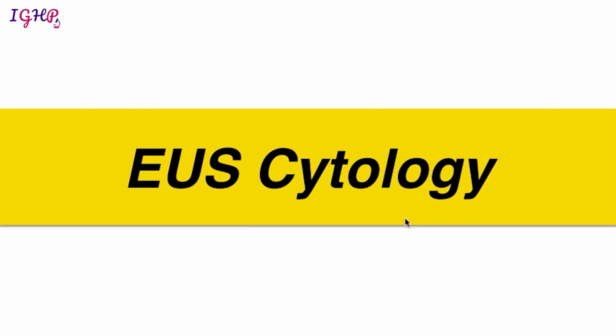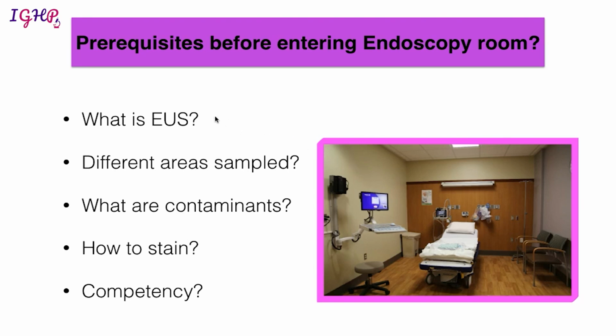Now, EUS cytology is a very important topic in GI pathology because this is a specialized type of FNA that we get in cases especially related to gastrointestinal lesions. There are certain prerequisites before we enter the endoscopy room, and preparations that should be done before we are ready for doing an on-site EUS FNA.